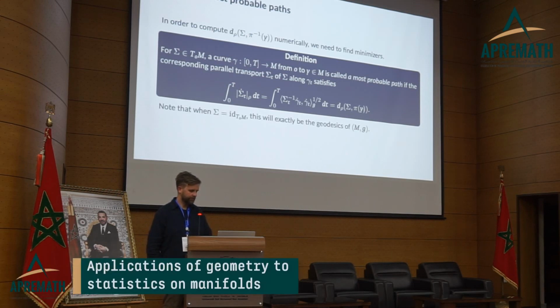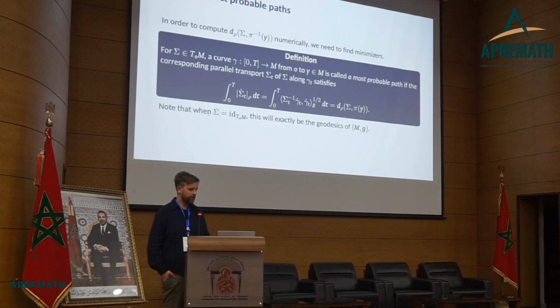So how do we find these sort of curves? Notice that if I put the initial condition equal to the identity matrix, then this is just the identity, and I'm back to minimizing geodesics. If my covariance is the identity, then it's just the geodesics.